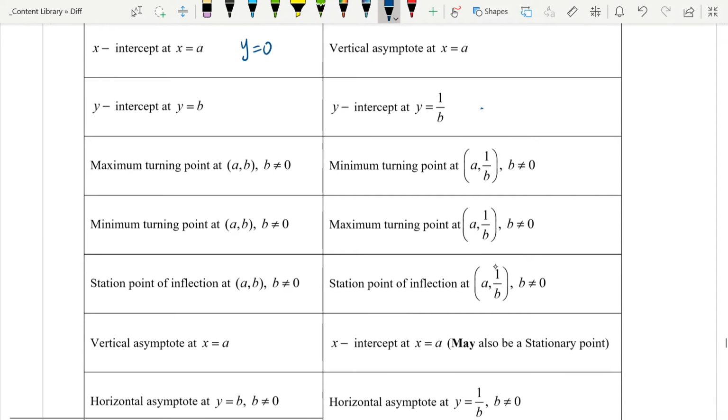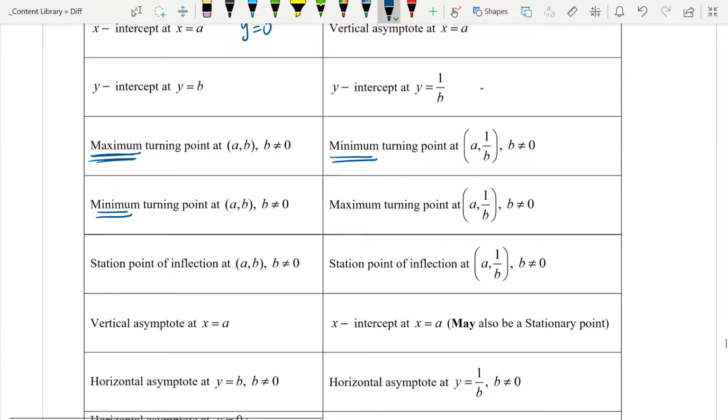If you have maximum turning point, the nature will change from original function to the reciprocal function. If you have maximum turning point, that will become minimum turning point at a comma 1 over b. If you have minimum, that will become maximum. But the y value will all become 1 over. If it's stationary point of inflection, it's still stationary point of inflection.